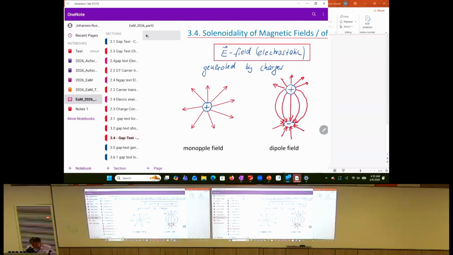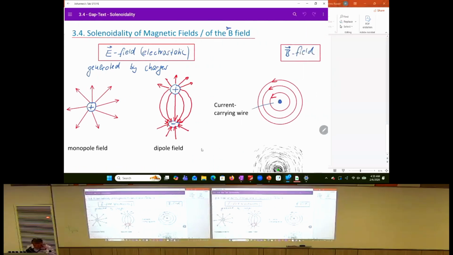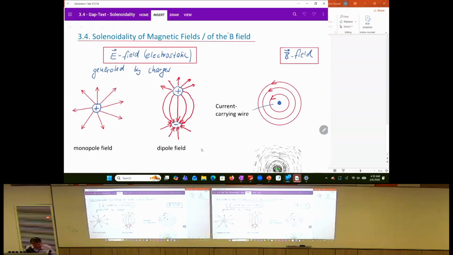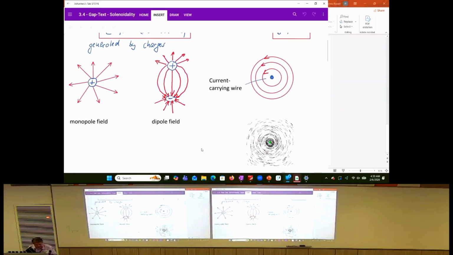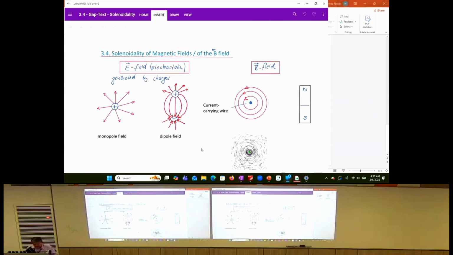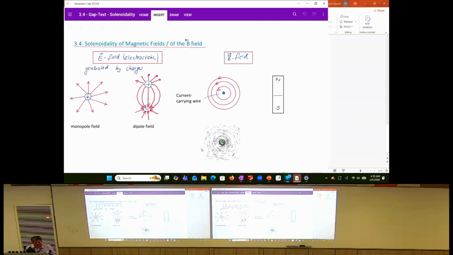So we're getting to chapter 3.4. Chapter 3.3, I'm not going to discuss here in further detail. You will see that in the lecture notes, but it is about permanent magnets. This is not so relevant now for us. I want to talk about some differences between the magnetic field and the electric field.